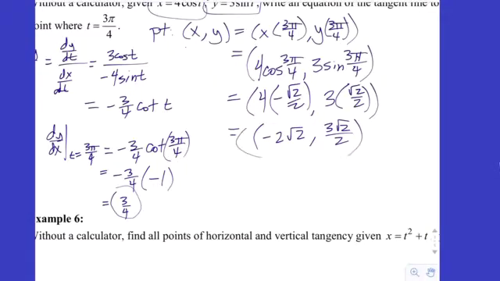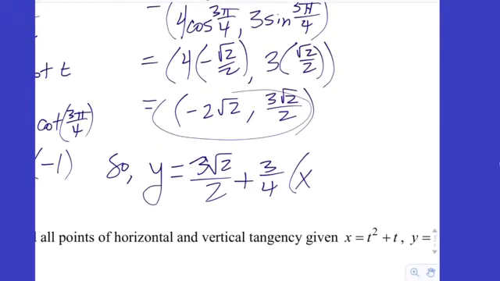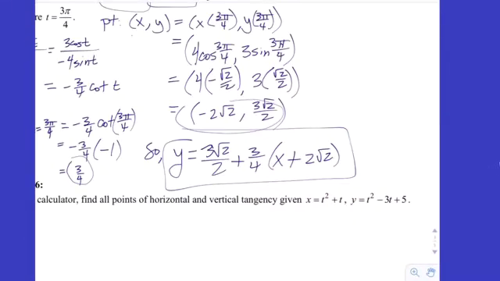So I'll combine the slope with my point, and I'll do my transitional word. So y equals the y value, 3 square root of 2 halves, plus the slope. Some people are putting minus the slope. It's only minus if your slope is negative. So it's plus the slope, which is 3/4, times x minus the x value, which does make it plus 2 square root of 2. And there's your answer. So nothing really is new. We're just kind of doing it in a new context.